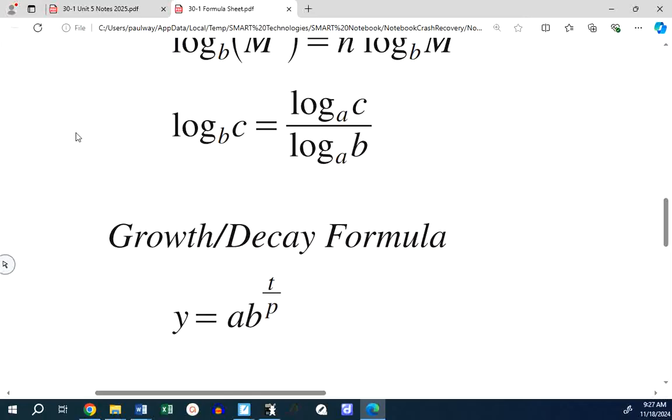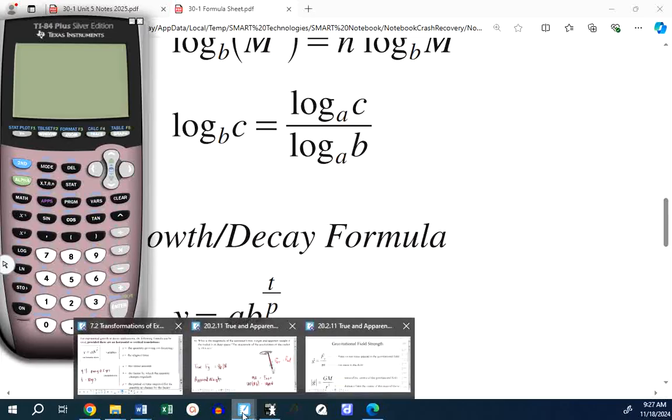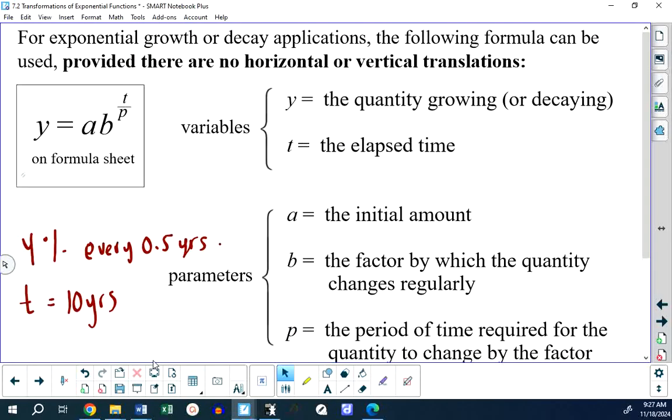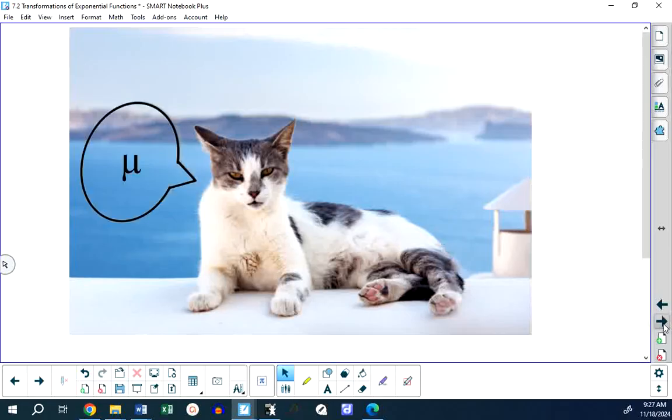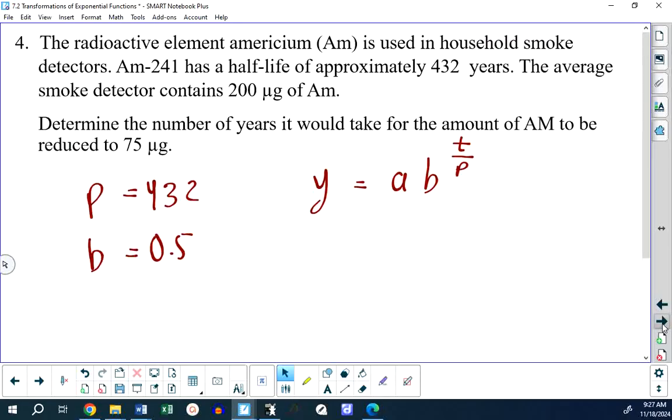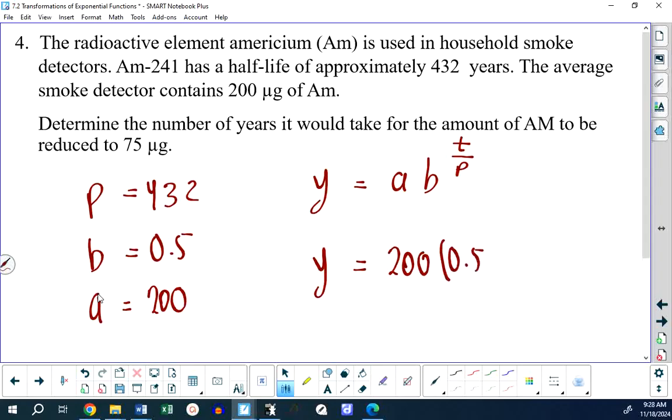So this is the formula. We do need to know what A is. A is the initial amount. And you'll get enough practice that this should become natural to you. So the initial amount is 200 micrograms, which means we've got the 3 parameters. We now have a formula. Y equals A times 0.5. There's nothing wrong with writing 0.5. You can put 1/2 if you like. Raised to the t over the parameter p, which is 432.